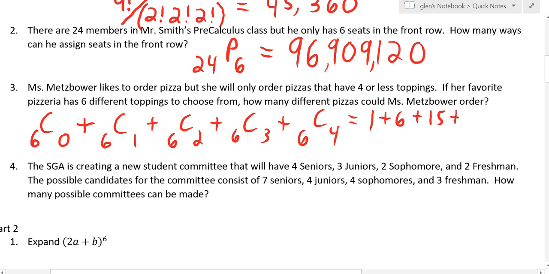Plus 6 choose 3. What is that? 6, 5, 4. The 6 cancels though, so is it 20? Yeah. And 6 choose 4 is 15 again. I know 6 choose 4 is 15 because 6 choose 2 was 15. Anyway, what's that? 30, 57?